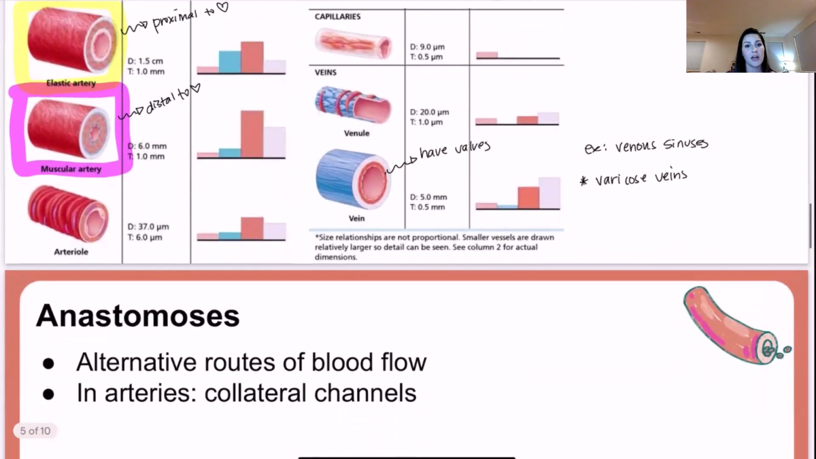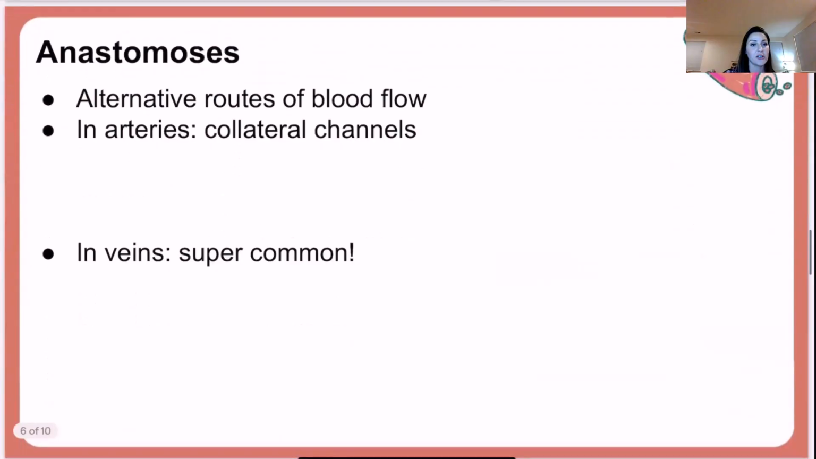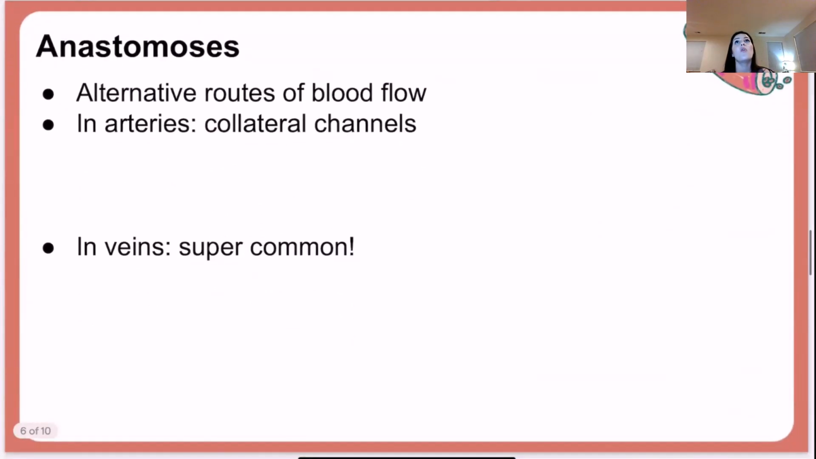But also I want to talk about damage. If vessels get damaged by like a cut, or if vessels are unable to pass blood through that region, we might want an alternative route. Just like if the freeway exit was closed, you'd want to be able to circle back and take the back roads. That's called an anastomosis, plural anastomoses. These are alternative routes of blood flow. So if you can't go route A, you can go route B and still supply blood to that region.